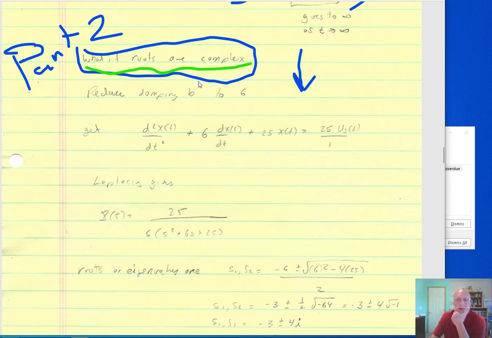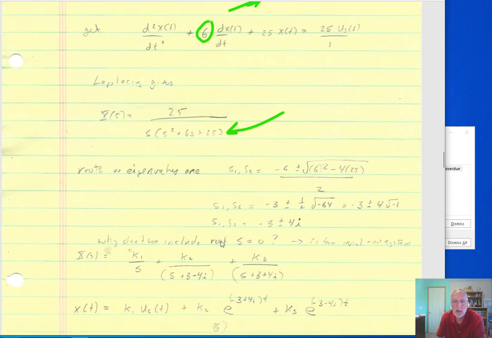So I'm going to reduce the damping from 12 to 6. So that changes the number here. So when you Laplace, you get a different polynomial in the denominator. And so if we find the roots of that using MATLAB, your calculator, or the quadratic formula, we get a set of complex conjugate roots, minus 3 plus or minus 4i.